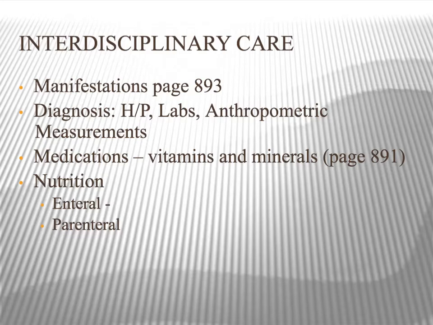We want to look at lab studies. Of course, CBC. We can look for anemia. You can look for electrolyte and mineral imbalances. You can also look at prealbumin. Prealbumin is generally a better indicator than albumin because of its half-life. Also transferrin. And then the anthropometric measurements. The anthropometric measurements actually measure muscle mass and fat, and so it gives us a good indication of malnutrition.